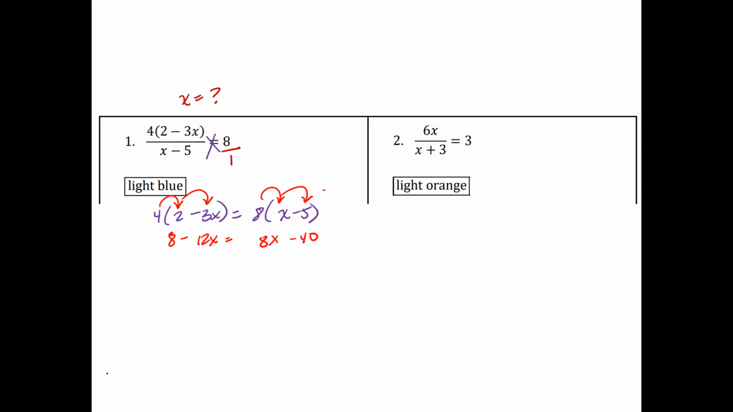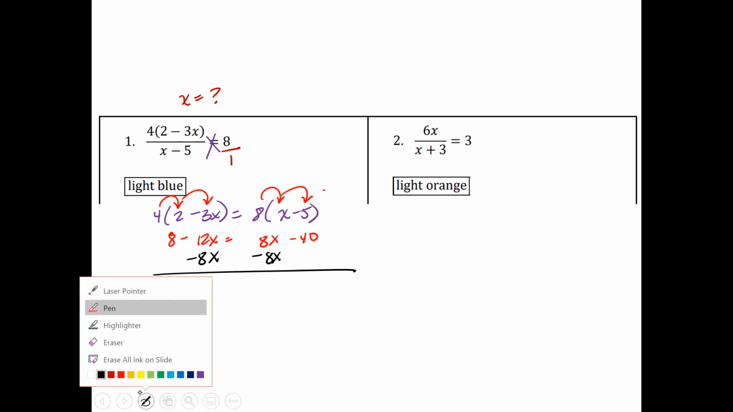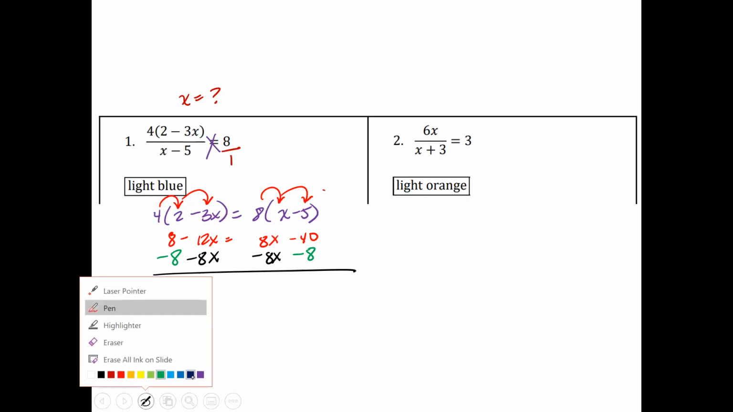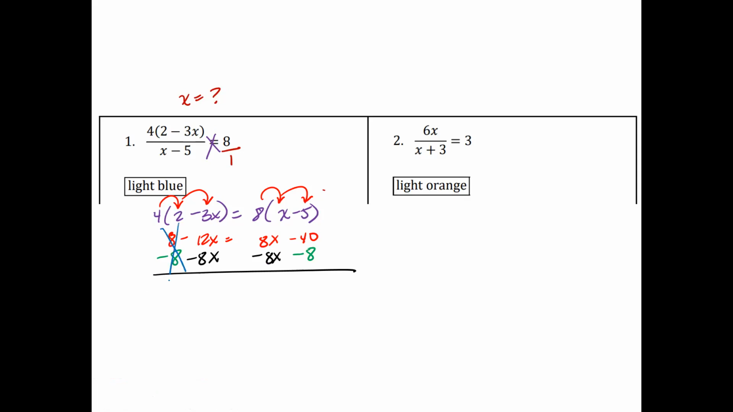I always like to have the x's on the left side, so I'm going to get rid of this -8x or +8x with a -8x. And then you have to counter that by getting rid of that +8 on the left side. Opposite of +8 is a -8. So you're going to subtract it on both sides. And then we can cancel. The 8 negative 8 cancels, 8x negative 8x cancels. Negative 12 minus 8 is a negative 20x. Negative 40 and negative 8 is a negative 48.